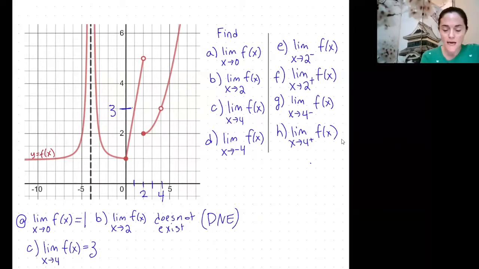And I could even change my function. Let's suppose I wanted to define f of 4. Well, I could define it here.